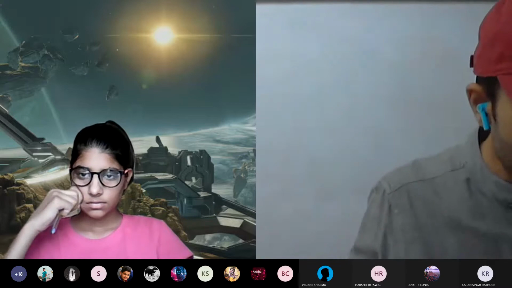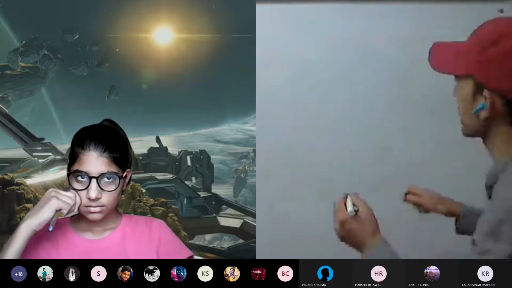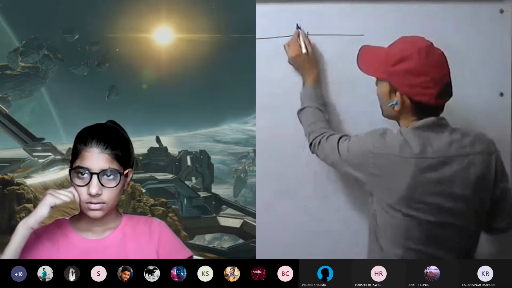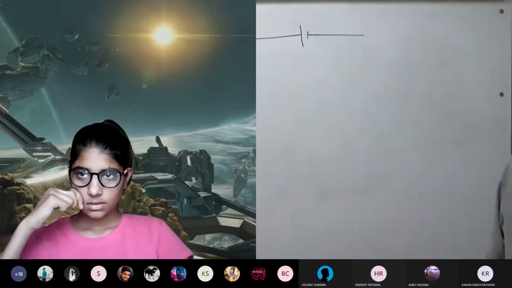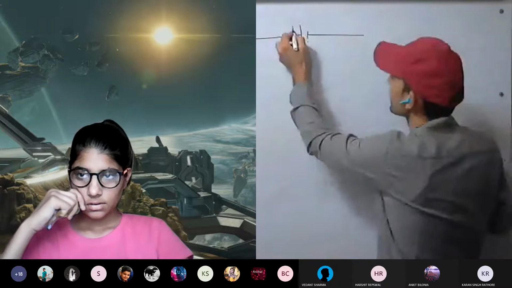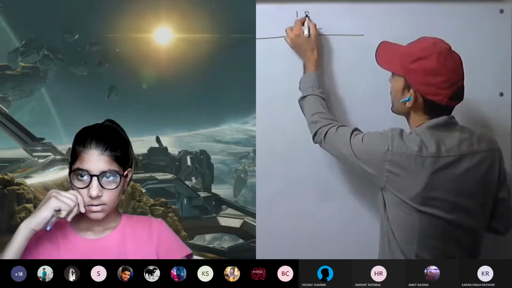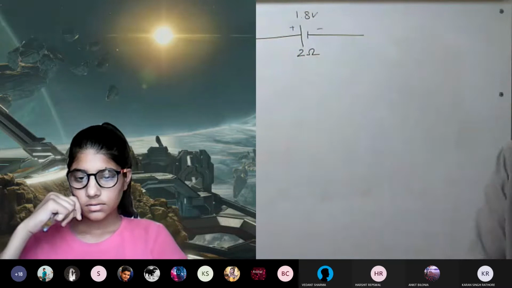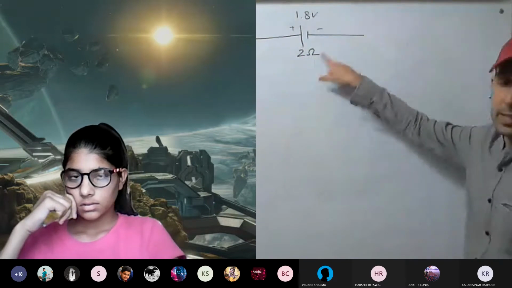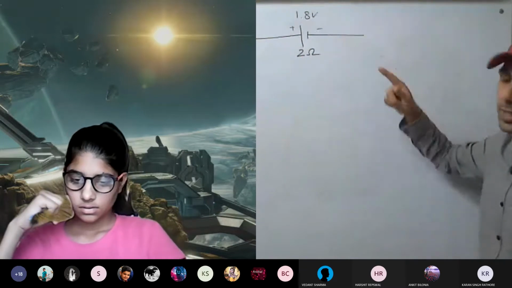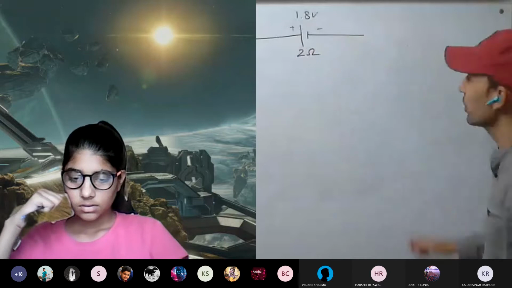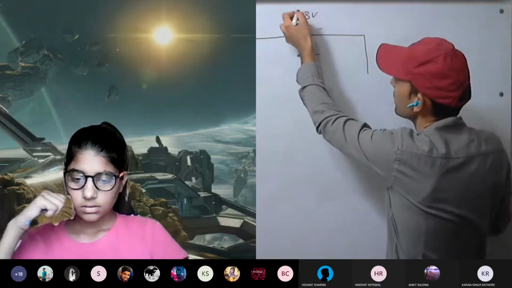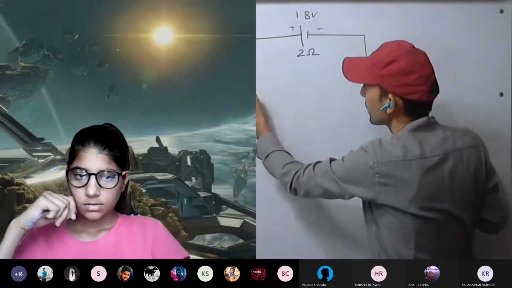Okay. So next one we have a cell of EMF. So let me draw the circuit first. This time we have represented internal resistance below it. So plus minus 1.8 volt, and it is having internal resistance of 2 ohm. Okay, this internal resistance works only when current is flowing. When current is not flowing, there is no case of internal resistance. So whatever voltage is across the voltmeter will be the EMF.